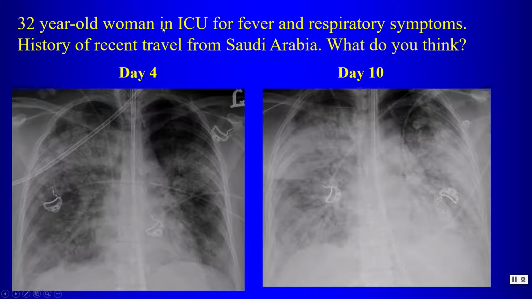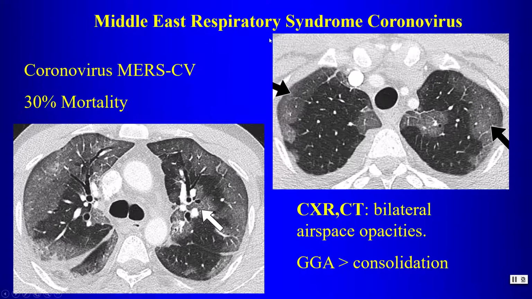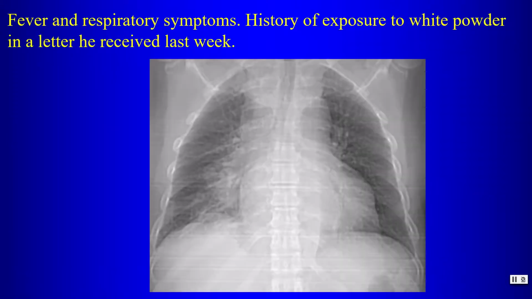So there are other viral pneumonias besides COVID that might give a similar appearance. Here's a 32-year-old woman who was in the ICU for fever and respiratory symptoms. Recent travel from Saudi Arabia. We can see the consolidations have progressed over the week. And this was a Middle East respiratory syndrome coronavirus, so another coronavirus. Unfortunately, this one also has a very high mortality. So these coronaviruses can give you pneumonias in the lung, consolidations, especially ground glass opacities that may be peripheral, just like COVID can, as in this example.